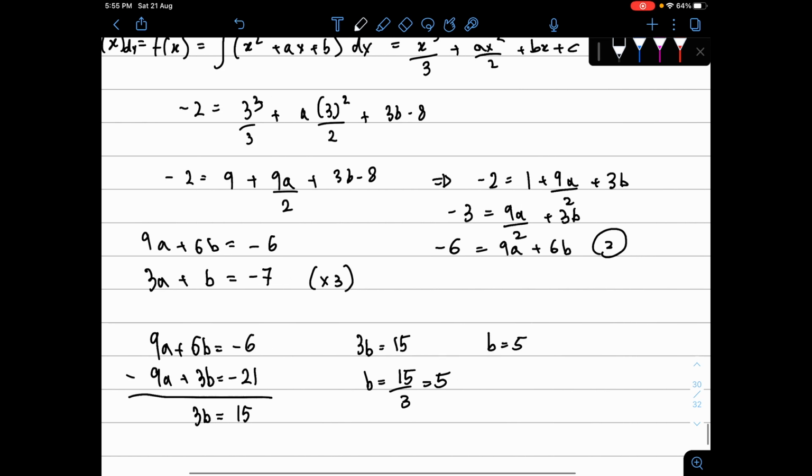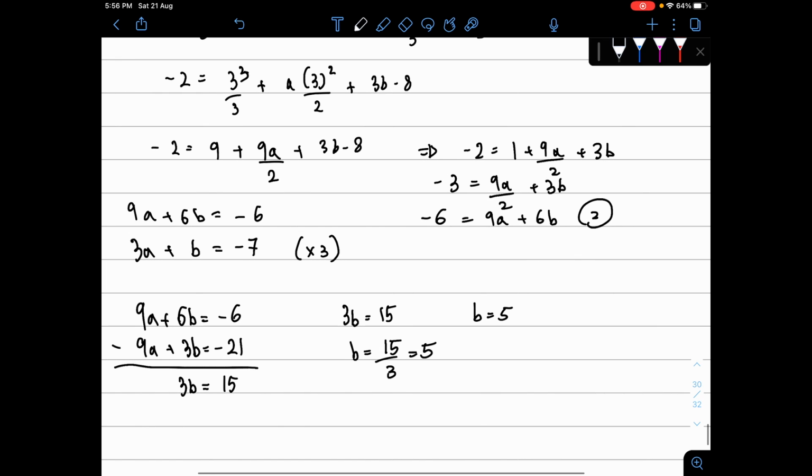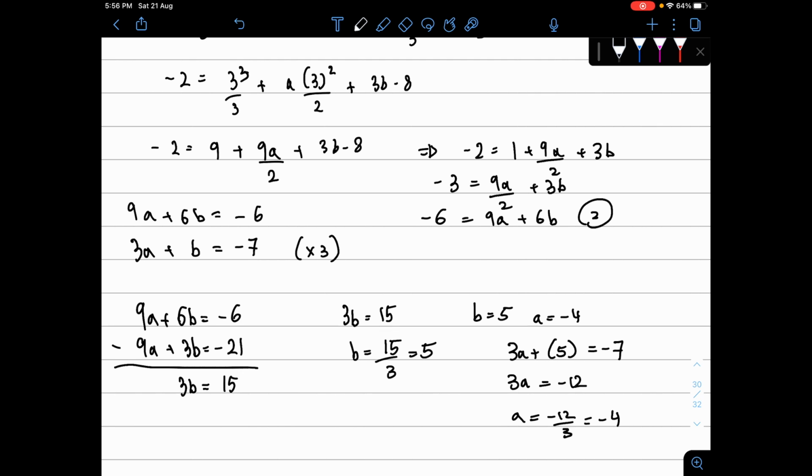What about a? We can just substitute back into the equation. So 3a plus 5 equals negative 7. So 3a equals negative 12. So a equals negative 12 over 3, which is negative 4. So a equals negative 4.